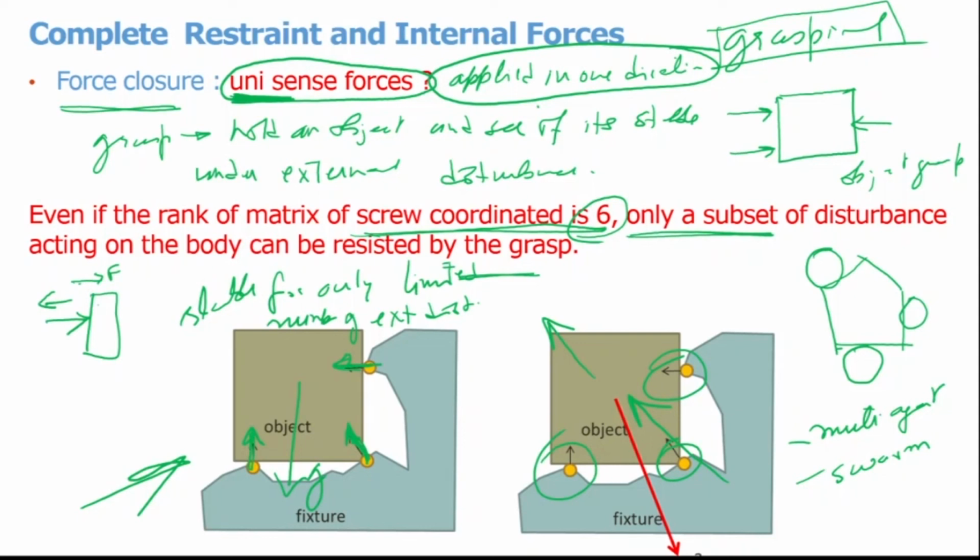So this is something to note, that when you are catching an object, like in this particular case I was showing, are you under force closure or are you under form closure? In force closure, you are subjecting the system only to unidirectional forces, and that cannot resist all forces that can come on the object. It can resist only a subset of forces. It can resist only a subset of disturbances that can come on the body.